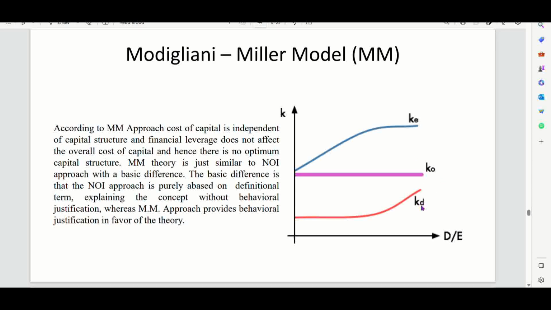The cost of equity KE and the cost of debt KD change, but they adjust in such a manner that the overall cost of capital remains the same and the value of the firm does not change, because as per the hypothesis, the cost of capital is independent of capital structure. Here the cost of capital KO is independent of capital structure. Debt equity ratio changes on the axis, but the overall cost of capital does not change.